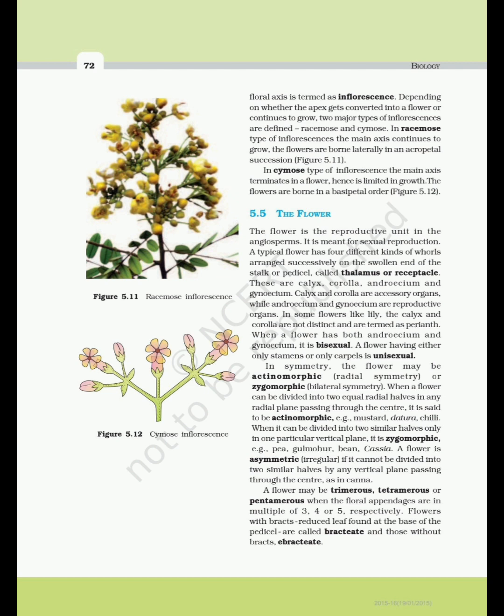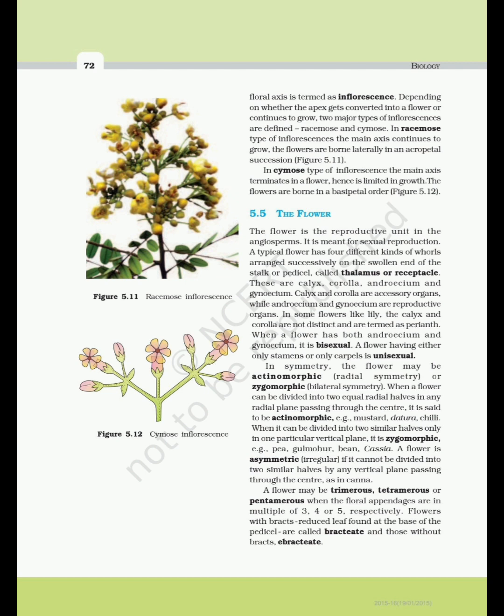When a flower has both androecium and gynoecium, it is bisexual. A flower having either only stamens or only carpels is unisexual. In symmetry, the flower may be actinomorphic, radial symmetry, or zygomorphic, bilateral symmetry. When a flower can be divided into two equal radial halves in any radial plane passing through the center, it is said to be actinomorphic, e.g., mustard, datura, chili. When it can be divided into two similar halves only in one particular vertical plane, it is zygomorphic, e.g., pea, gulmohar, bean, cassia. A flower is asymmetric, irregular, if it cannot be divided into two similar halves by any vertical plane passing through the center, as in canna.